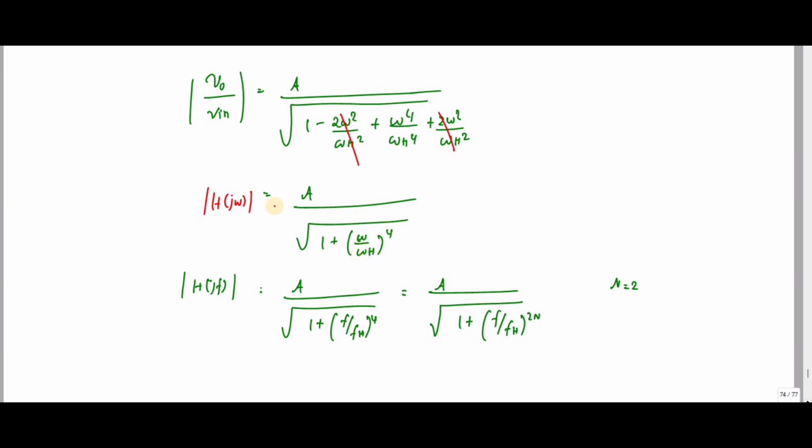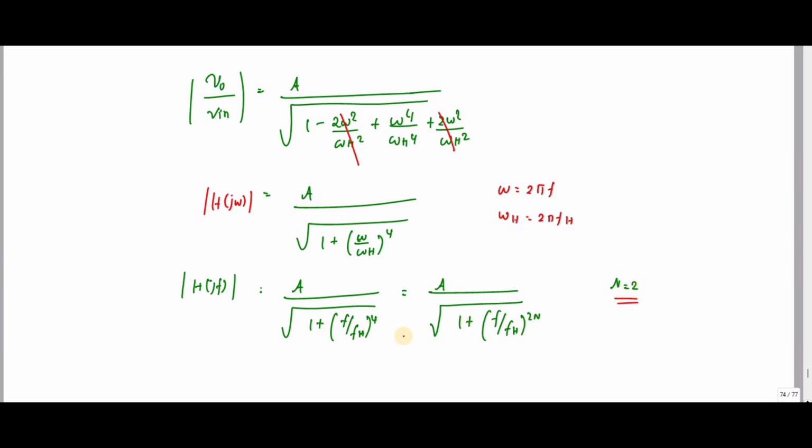If I want to represent this in frequency, we know that omega is equal to 2 pi f. Here also, omega h is equal to 2 pi fh. So the 2 pi will get cancelled out. So we will get A divided by root of 1 plus (f divided by fh) the whole power 4. So generally, A divided by root of 1 plus (f divided by fh) to the power 2n. Here n is equal to 2, so I am getting 4 here.